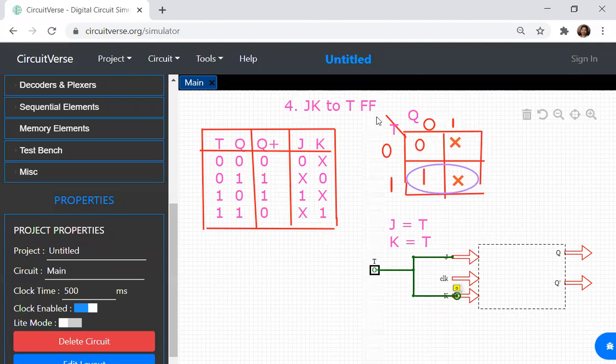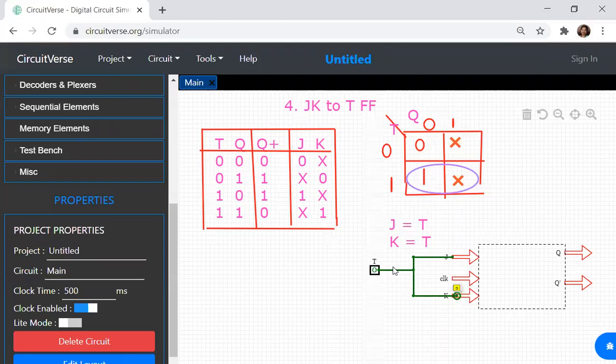Now we have to write the K-map. I have written the K-map for J. You have to write down the K-map for T. Now T and Q, we have 4 combinations. When it is 0, 0, J will be equal to 0. When it is 0, 1, it is x. When it is 1, 0, it is 1. 1, 1, it is x. Then I can see that I have a pair over here. If I simplify, J will be equal to T. Again, K can be simplified in a similar manner.